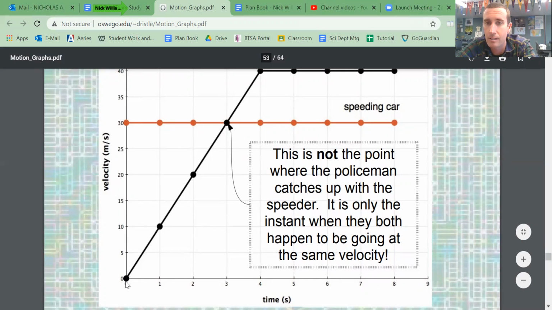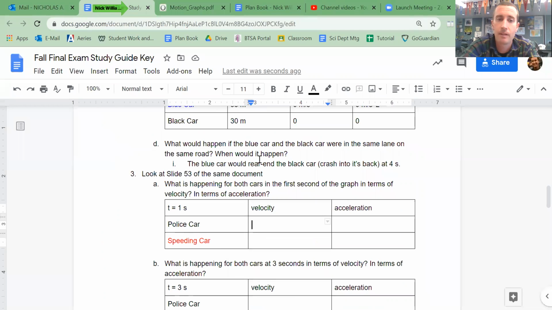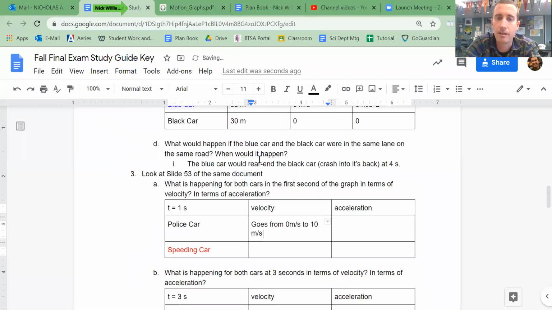So this looks like the police car starts from rest and then speeds up to 10 meters per second. The speeding car is going 30 meters per second the entire time. So the police car goes from 0 meters per second to 10 meters per second in the first second. The speeding car is constant at 30 meters per second.